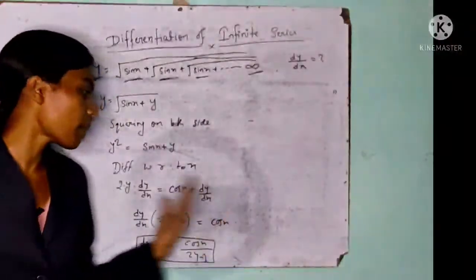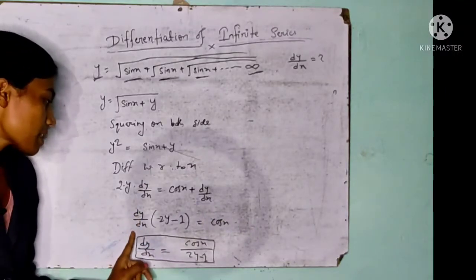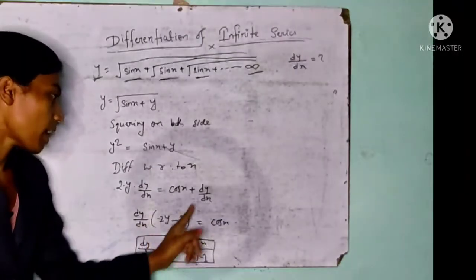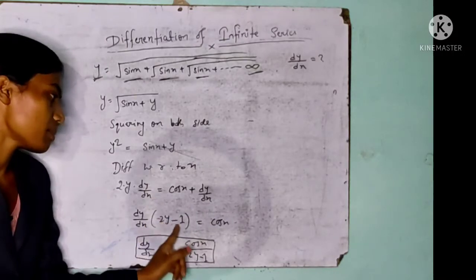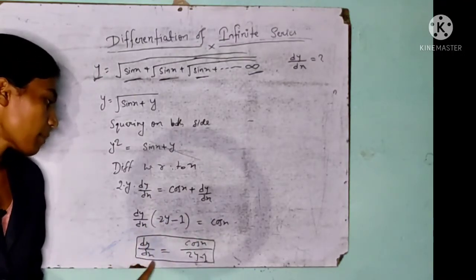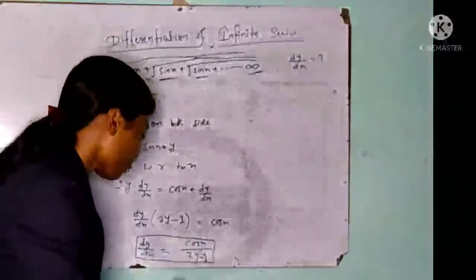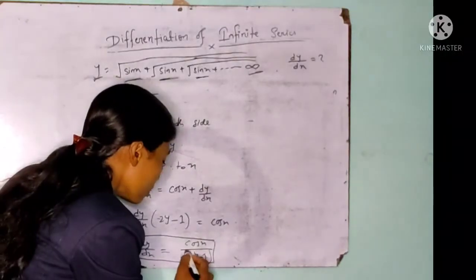So I am taking dy by dx on one side and the remaining function on the other side. Taking dy by dx common, the remaining is 2y, and this dy by dx comes to this side, which means minus 1 is remaining, equal to cos x. Then dy by dx equals cos x upon 2y minus 1. So this is the answer to this question.